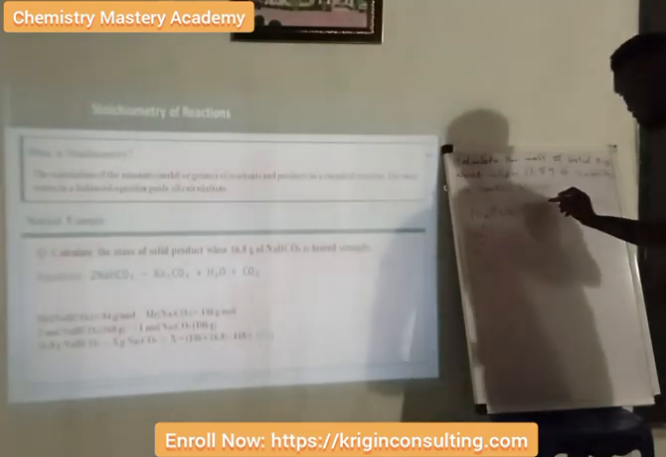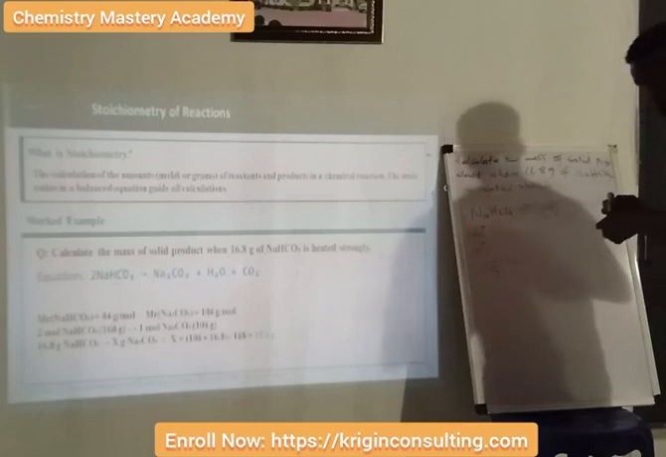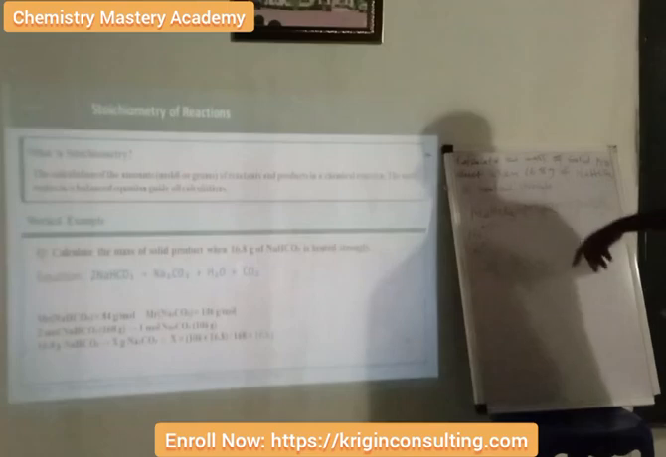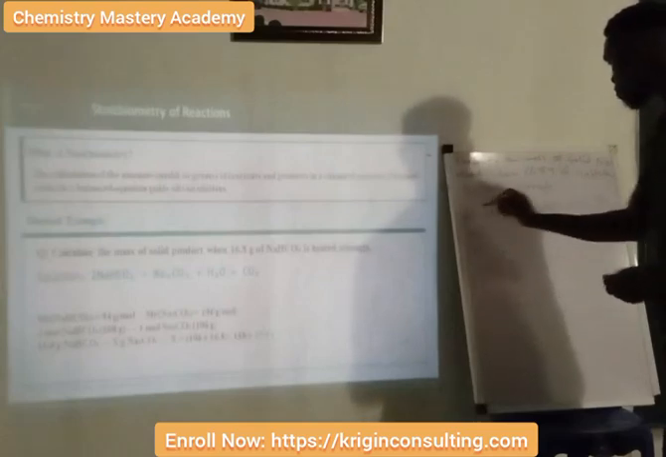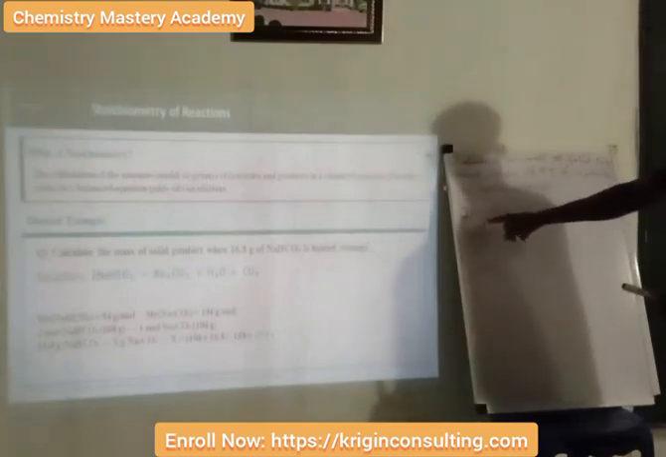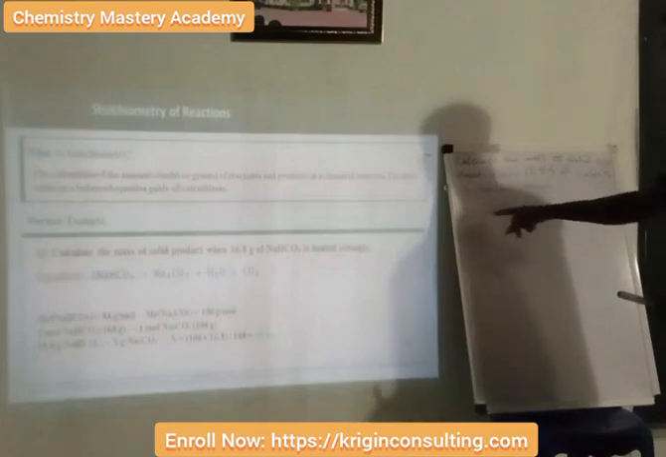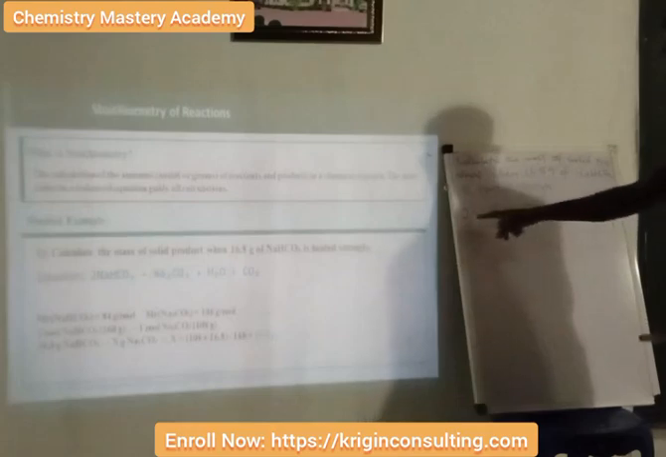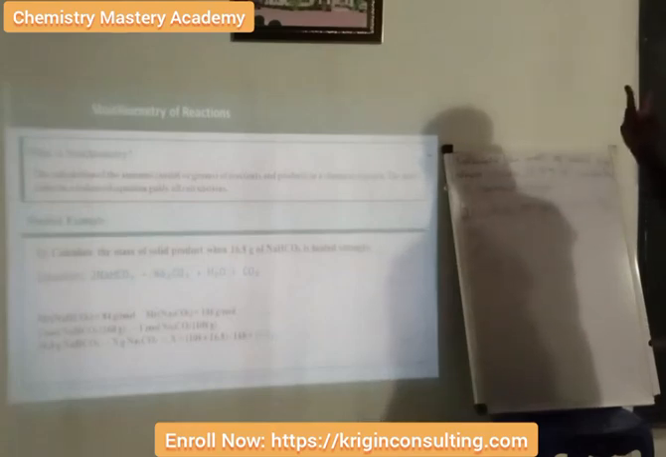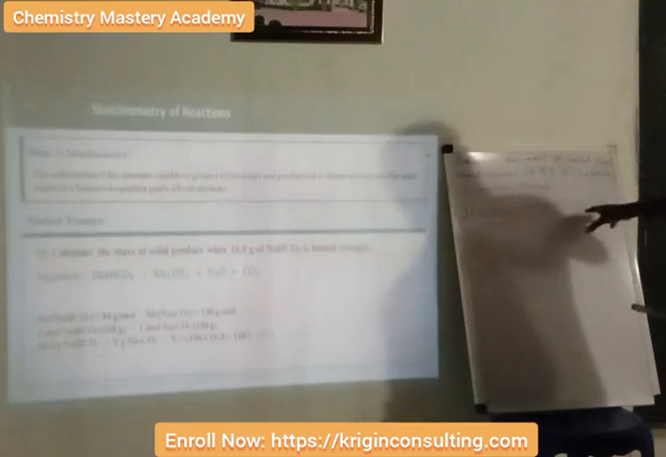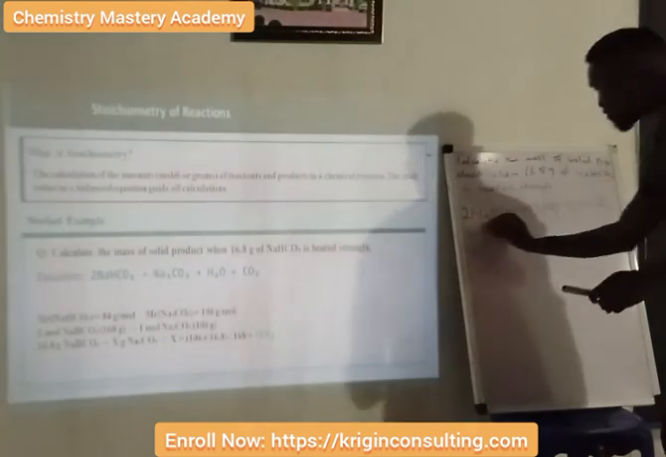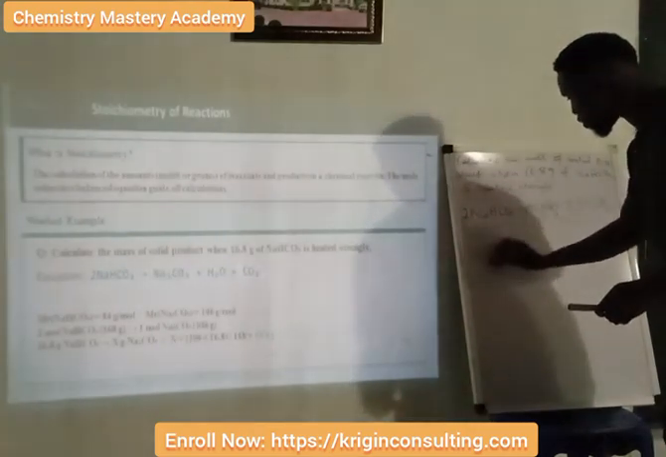That means we need to balance this chemical equation. So Na2CO3, sodium is 2. We have 2 sodium here. Then hydrogen is 2. We have 2 hydrogen here. Then this CO2 appears twice. So the first one is here. Then the second one, we have CO2 and what? O. So this is the chemical equation.